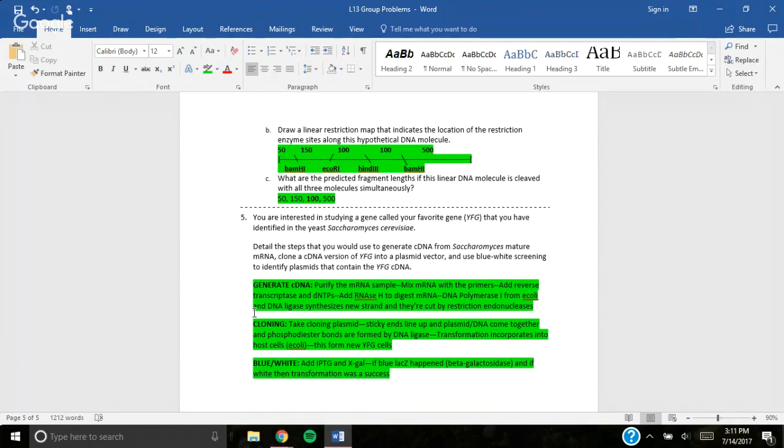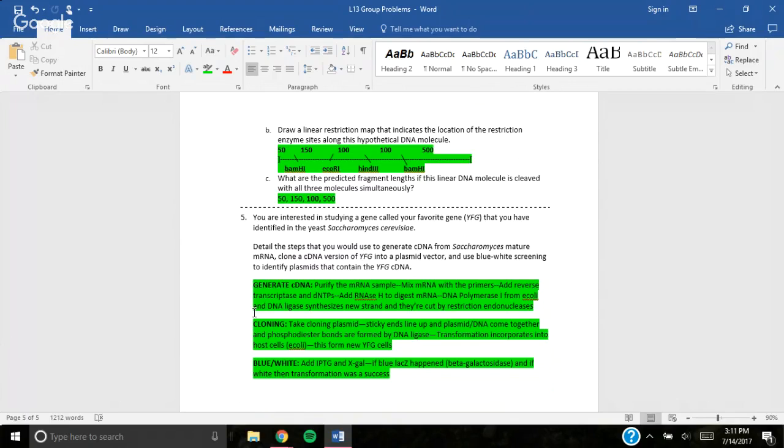So to generate the cDNA, a quick explanation: we would purify the mRNA sample, then we would mix the mRNA with the primers. We would add reverse transcriptase and the dNTPs. We would add RNase H to digest the mRNA, add DNA polymerase from E. coli and DNA ligase, and that synthesizes a new strand, and then they're cut by the restriction endonucleases.